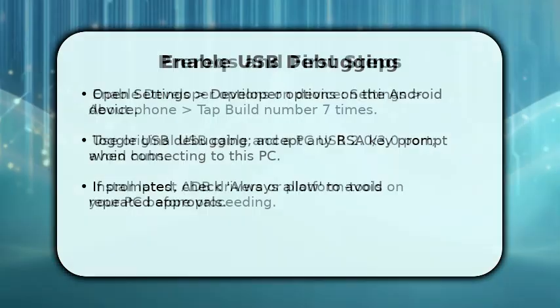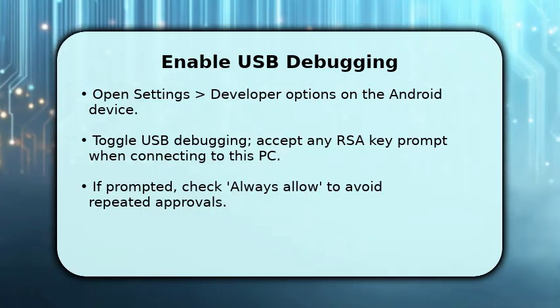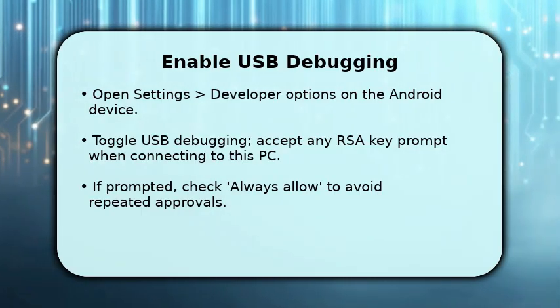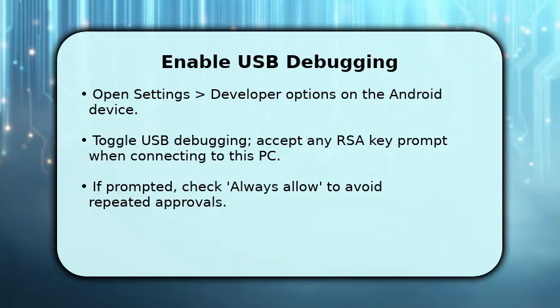You now turn on USB debugging inside Developer Options. Go to Settings, open Developer Options, find USB debugging, and toggle it on. This allows the Android Debug Bridge to issue commands.